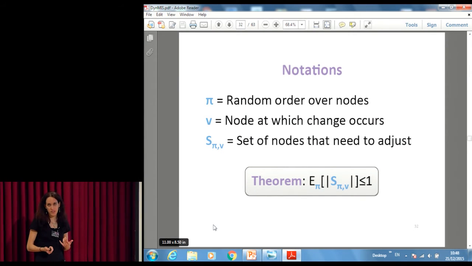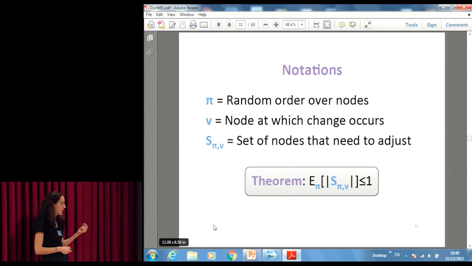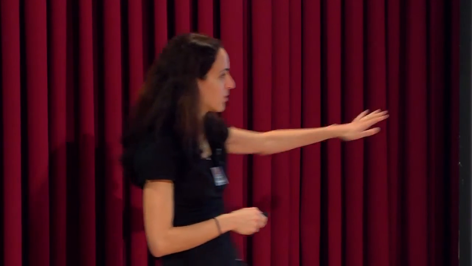Even if I remove an edge, I can also consider only one endpoint as the problematic one, because it would be the one with the higher order in the permutation. The one with the lower order didn't care about that constraint anyway. But for now, if you didn't follow what I just said, just assume that we're deleting a node. So that's V, and here's the set of nodes that needs to adjust. It depends on the random permutation and on which node I removed from the graph.